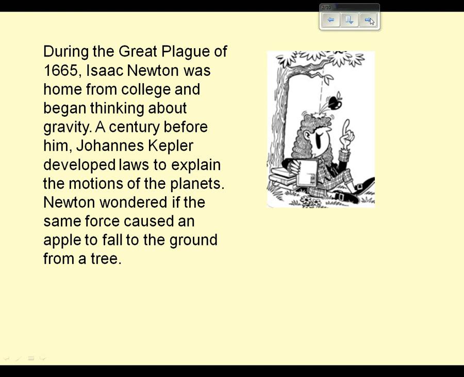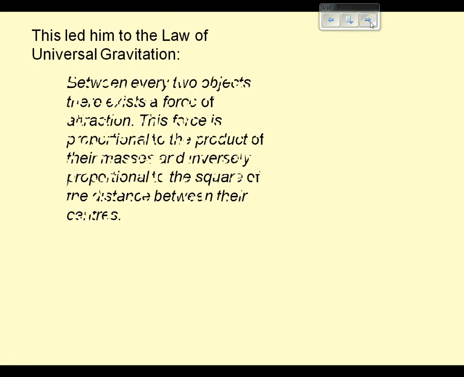I briefly talked to you about Newton, how it was quite likely that the apple did not actually hit him on the head, but he likely saw an apple fall, and at the same time saw the moon in the daylight traveling across the sky, and wondered if it was the same force, and of course it was. And this led him to the law of universal gravitation, which basically says there's a force of attraction between every two things, and this force is proportional to the product of their masses and inversely proportional to the square of the distance between their centers.